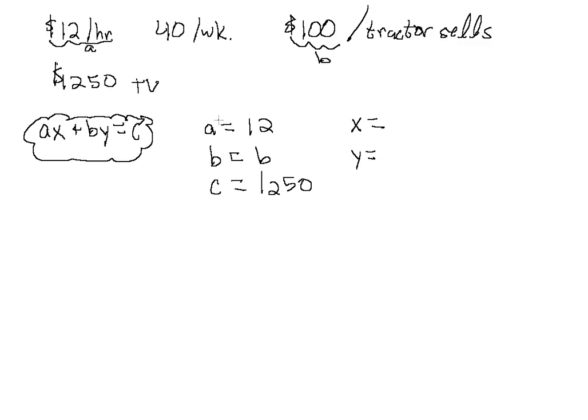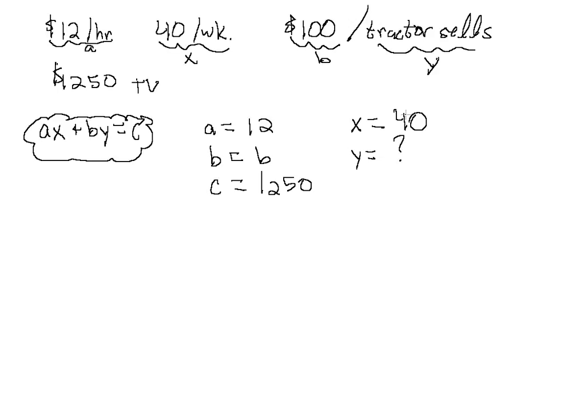We labeled A as $12 an hour, which is his wage. So X is going to be the number of hours that he worked for that week. So X is going to equal 40. If he wants to know how much his wages are, it's $12 an hour, 40 hours for that week, which is A times X in our standard form equation. And Y is going to be the number of tractors he sells, because B times Y is in our standard form equation. If we want to know his income from selling tractors, we want to know how many tractors he sells times how much he earns for each one. So Y is what we want to solve for.